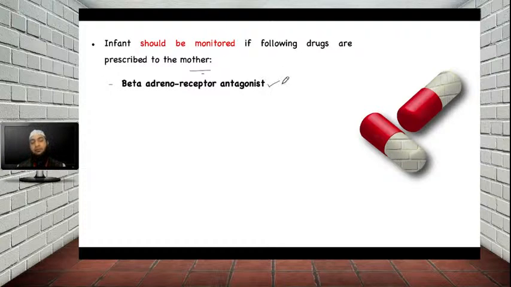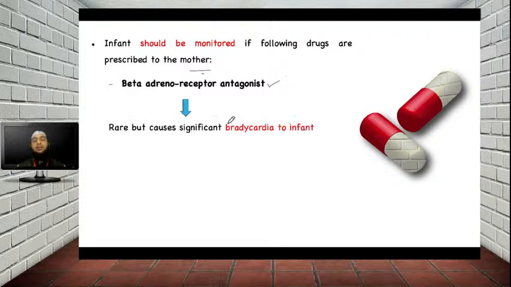So if it is given to the mother, like propranolol, atenolol, these are the common drugs you are giving in case of cardiovascular disorders. So if you are giving a beta adrenoceptor antagonist, then there is possibility of causing bradycardia in the infant. So what you can do in case of the child, you can measure the heartbeat. Why is it important? Because the beta adrenoceptor antagonist produces the risk of bradycardia to the infant.